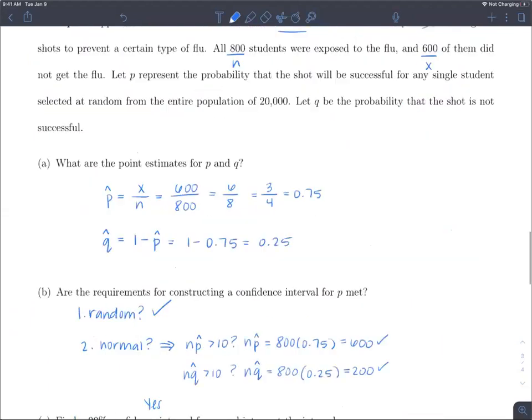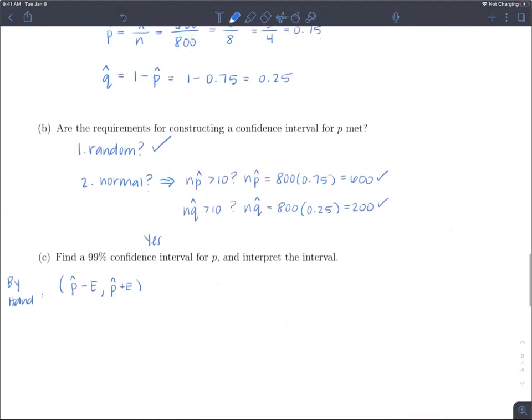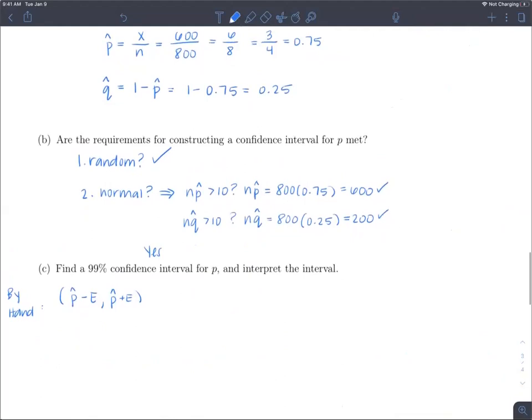So if I scroll back down, here's all the problems so far. But yes, this is how you would do it by hand. And remember, E is going to be equal to Z sub C times the square root of P hat Q hat over N. And so that's how you would do it all by hand, right?